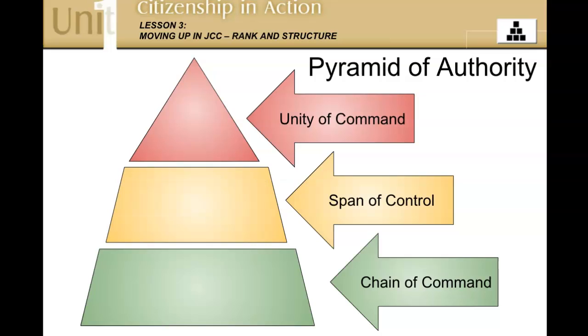And again, this is top down. We start with the person who's in charge, who makes all the decisions, who's responsible for success or failure. Then we look at the number of people that they're responsible for, and then we move into the chain of command, which means who is responsible for doing what and who has the authority to direct who to do what.